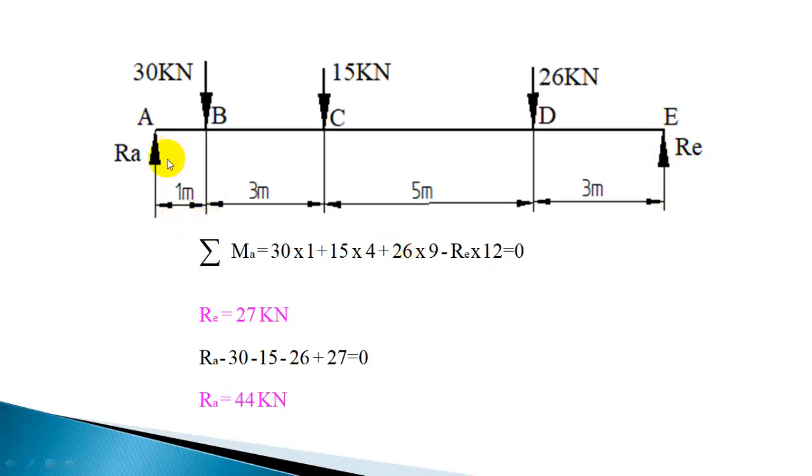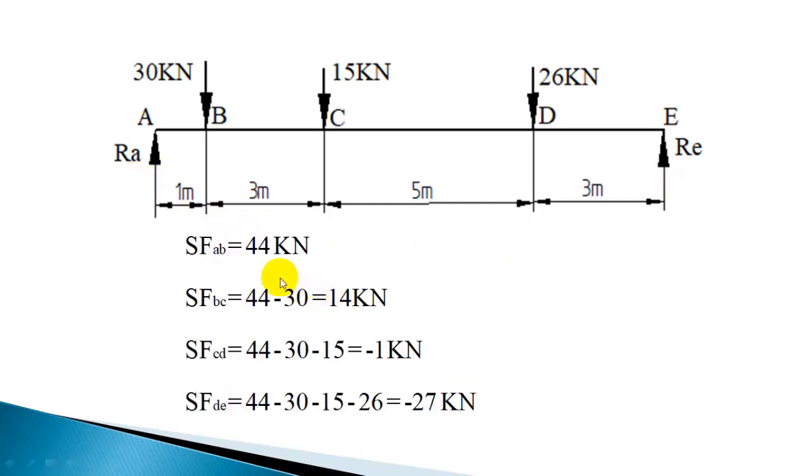Now you can sum up the forces in the vertical direction. Plus Ra minus 30 minus 15 minus 26 plus Re is equal to 0. So that is the vertical summation of forces and you can equate that to 0. Now from this you can find Ra as 44 kilonewton. So you got the reactions Ra as 44 kilonewton and Re as 27 kilonewton.